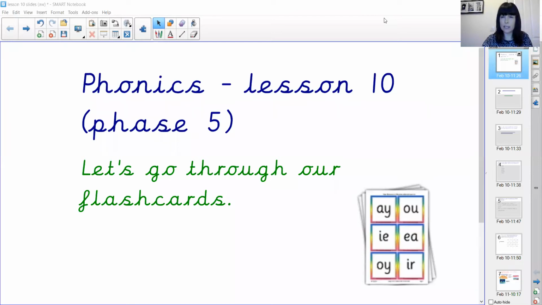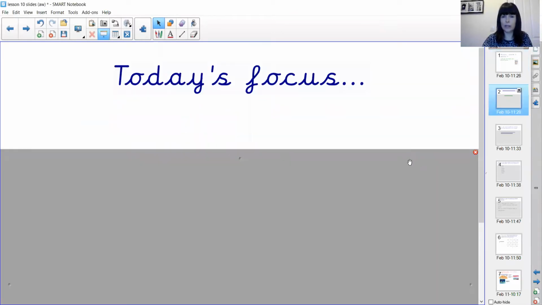Well done if you kept up, and that was super quick. We've learned lots of sounds. Well done. Okay, let's have a look at the sound we're going to focus on today. So again, as usual, I always sneak it in there at the end, don't I? Did you spot it? Today we are looking at the or sound.